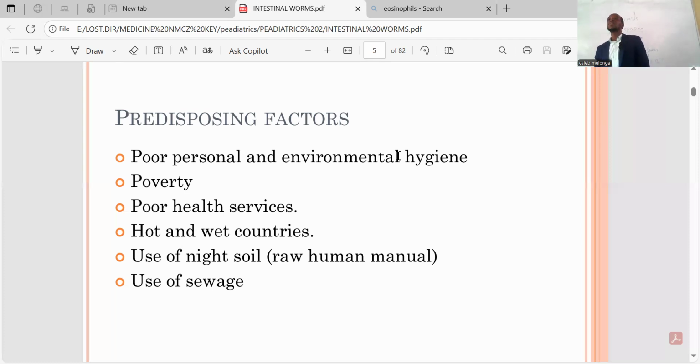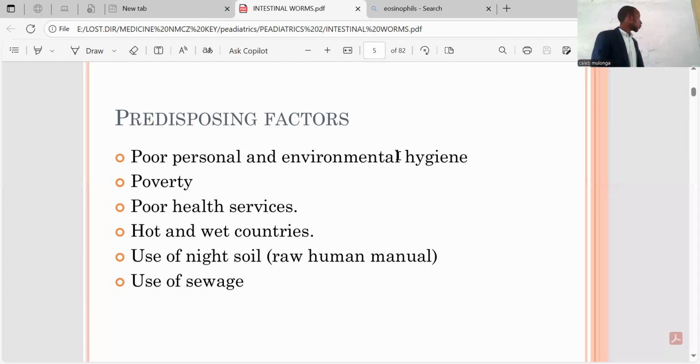So night soil is basically human waste. In agriculture, farmers get human waste and use it for fertilizer. So that is basically night soil. So raw human manure or human waste used for fertilizer also predisposes to this condition.